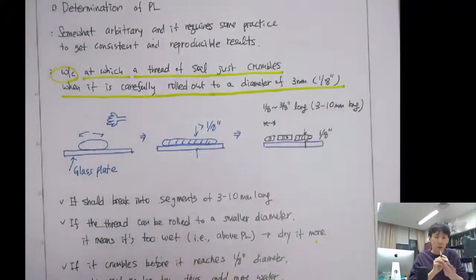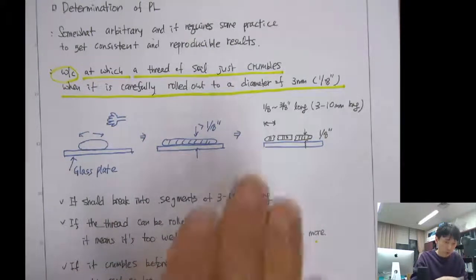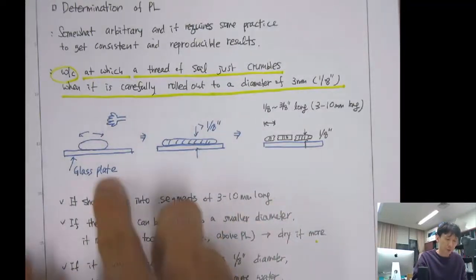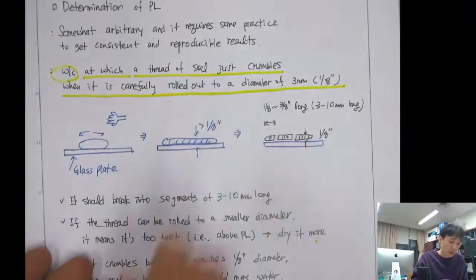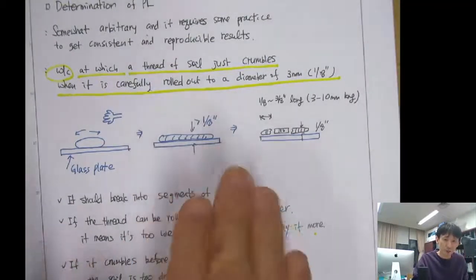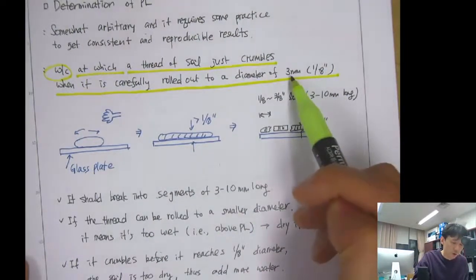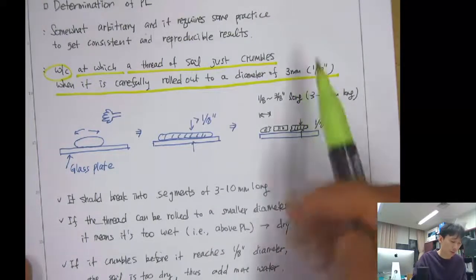So you start with a pack of the soil, and on a glass plate, you just roll it to make a thread. And as you roll it, the water will be absorbed by your hand and it will evaporate, and the glass plate also absorbs some water and evaporates. So then in the end, the soil becomes dry, and then it will crumble. And you have to find the water content that makes the soil thread a diameter of 3 millimeter and then it crumbles.